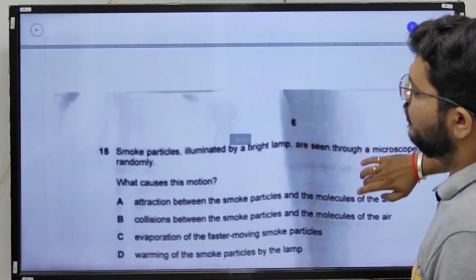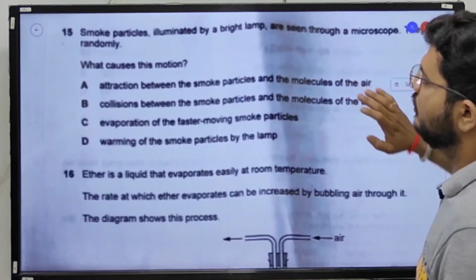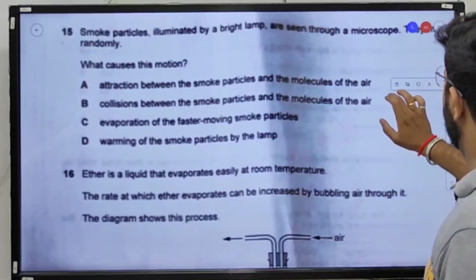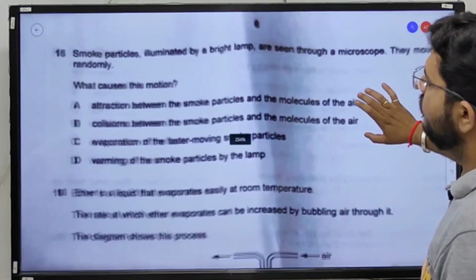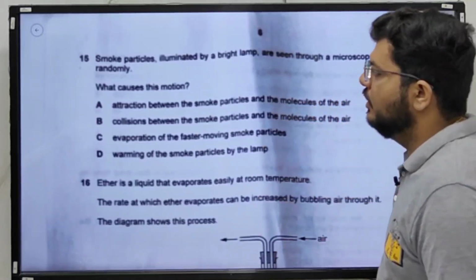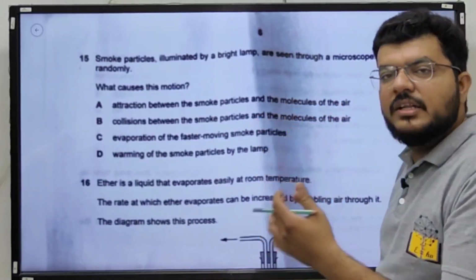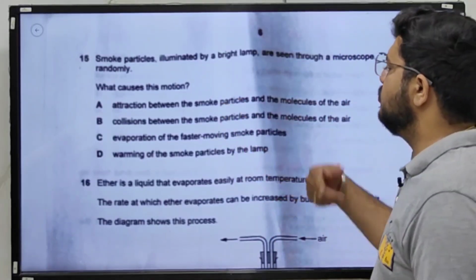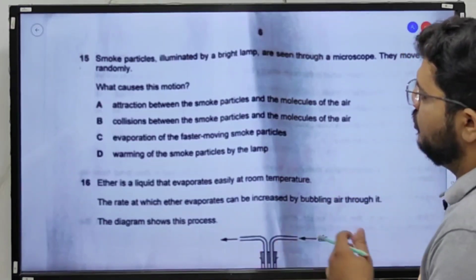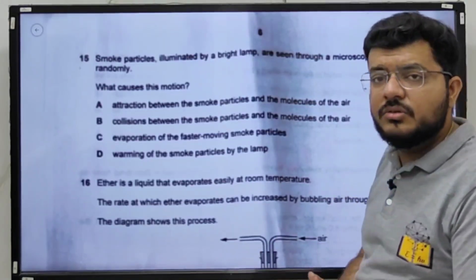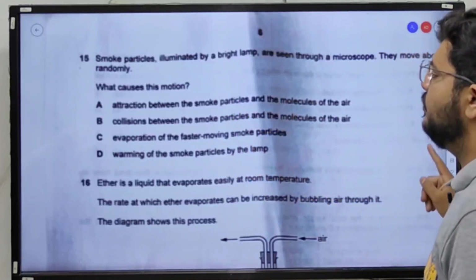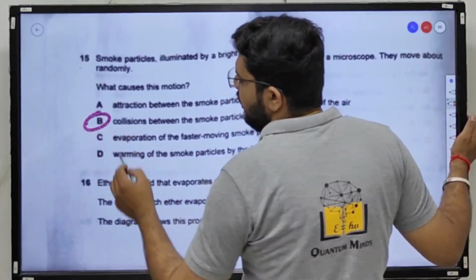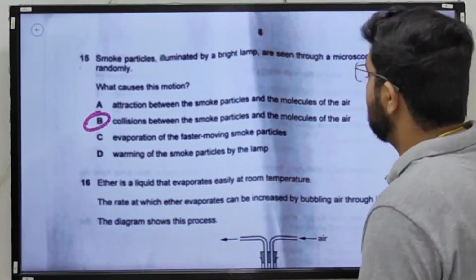Then we have question number 15. Smoke particles illuminated by a bright lamp are seen through a microscope. They move about randomly. What causes this motion? The smoke particles are being hit by air particles which have Brownian motion. So attraction between smoke particle and molecule of air? Is there attraction or collision? Collision between smoke particle and the molecule of air will be the correct answer, right? Because there is collision and they start to go in the opposite direction after the collision.